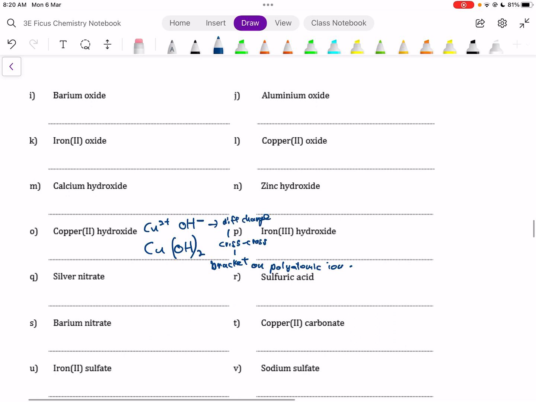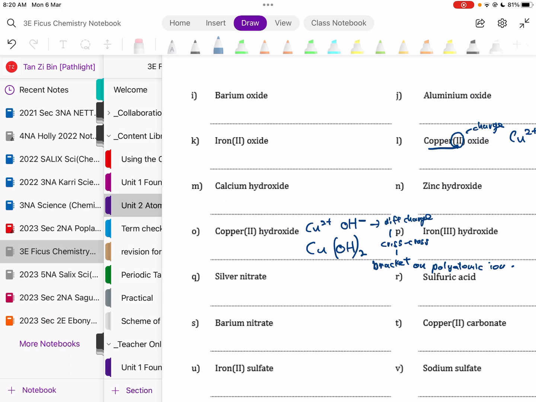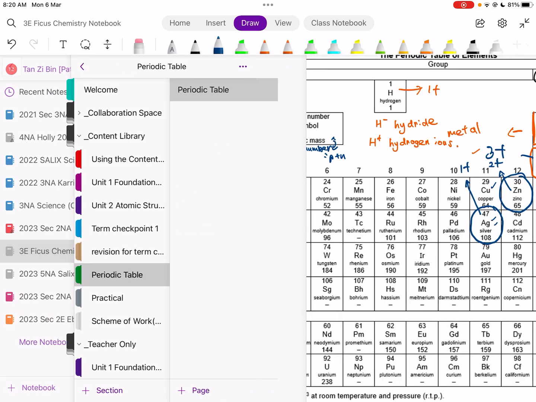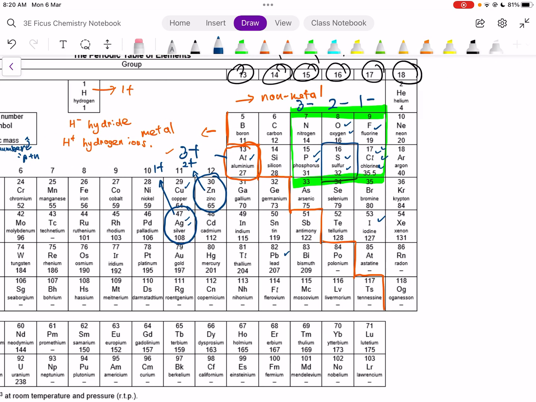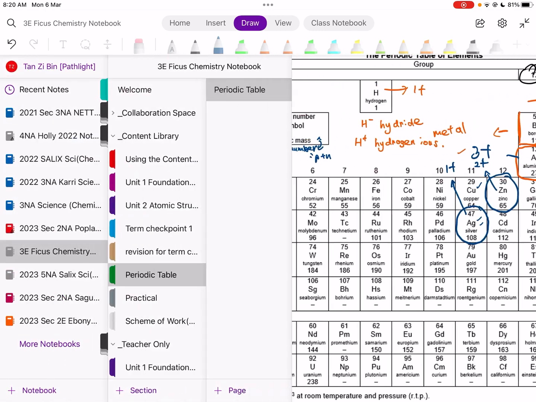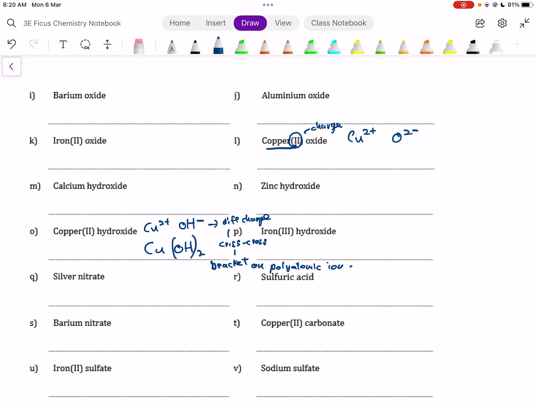Then you also have transition metal ones, like copper 2 oxide. This is Cu2 plus. This II tells you the charge. Then oxide is O2 minus. You can see from the periodic table oxide is here, group 16. So this one will be 1:1 because same charge.